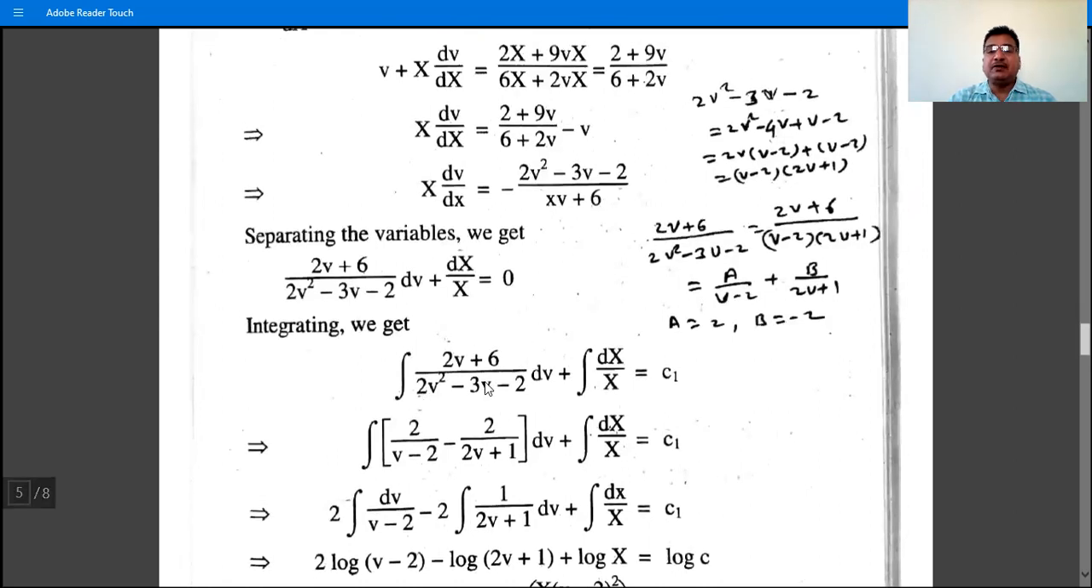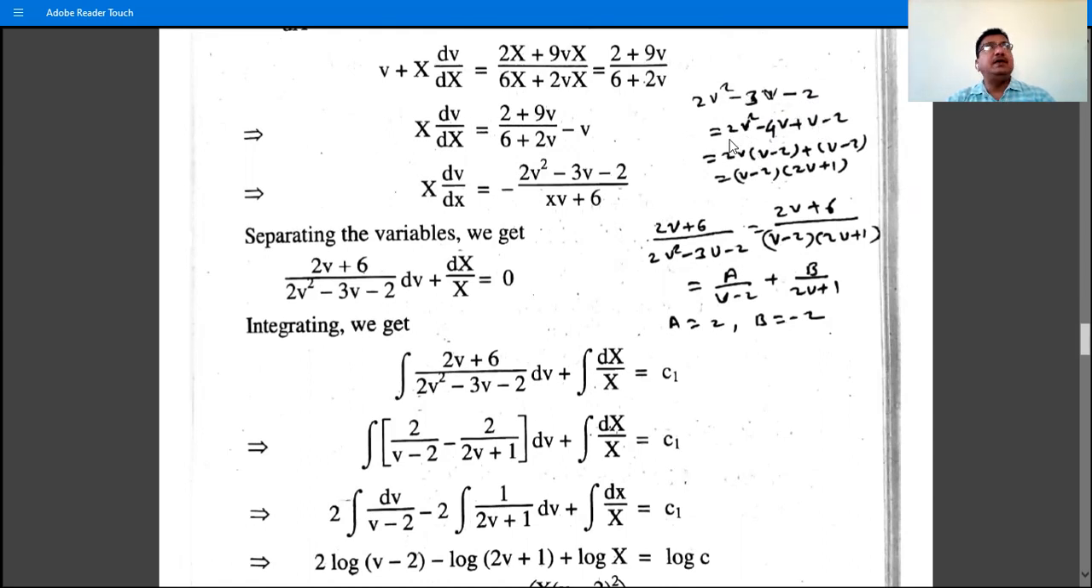So we have to first factorize this 2v² − 3v − 2. So what is the factorization? Minus 2 into 2 is minus 4. So we have to find the two numbers, minus 4 and plus 1. Minus 4 and plus 1: the addition is minus 3 and the multiplication is minus 4.